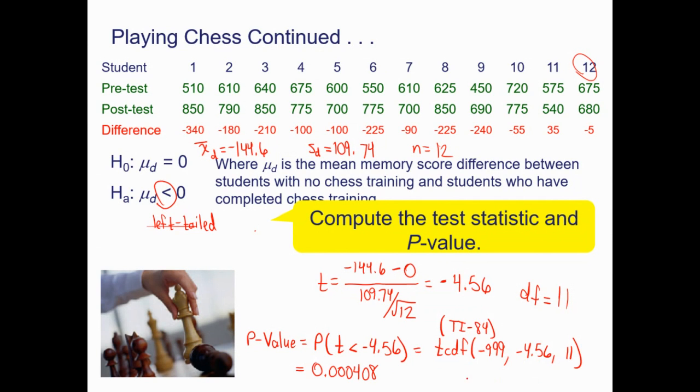What alpha did they ask us to use in the problem? 0.05. So which one's smaller? P-value smaller, so what would we do? We reject, that's right.